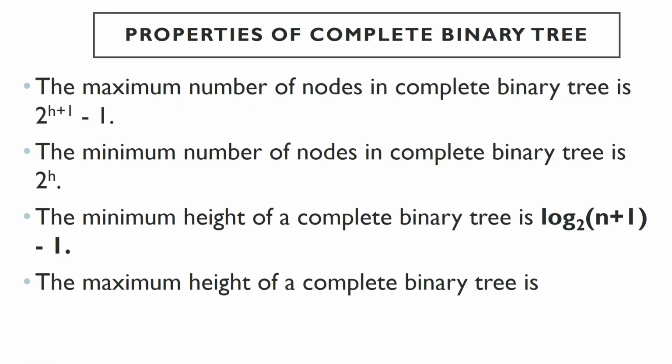So, coming to the properties of a complete binary tree, the maximum number of nodes in a complete binary tree is 2 to the power h plus 1, minus 1. The minimum number of nodes in a complete binary tree is 2 to the power h. The minimum height of a complete binary tree is log 2 n plus 1, minus 1. And the maximum height of a complete binary tree is h equals n minus 2. I forgot to write the maximum height, so please excuse me.